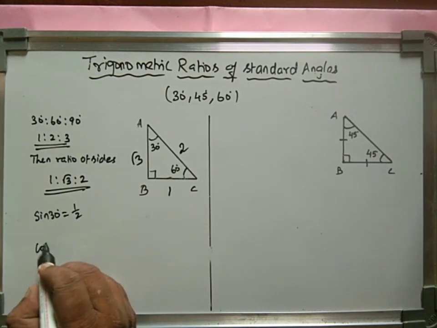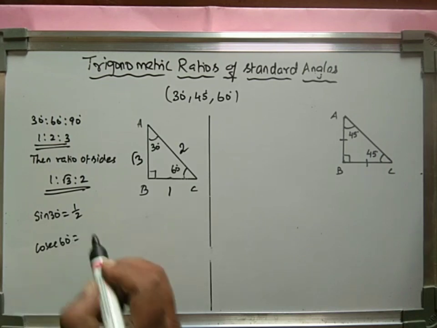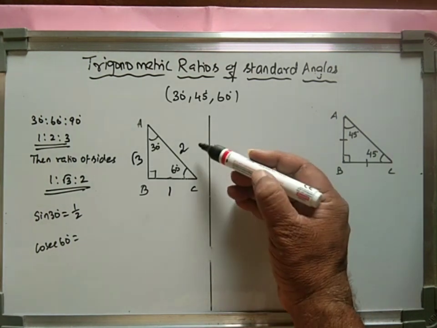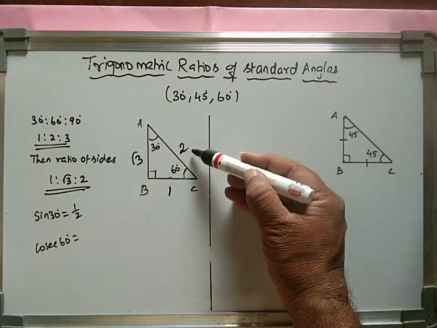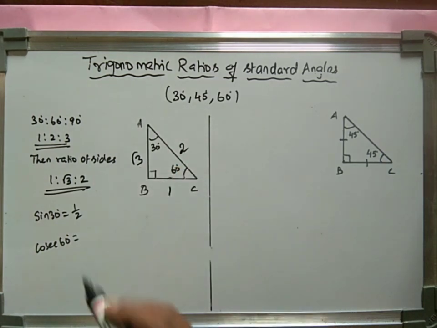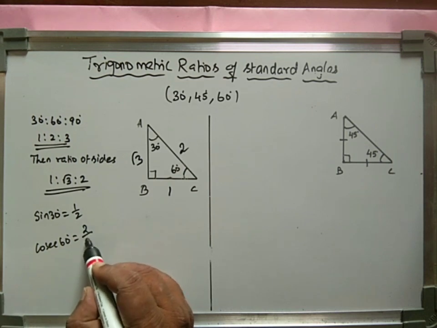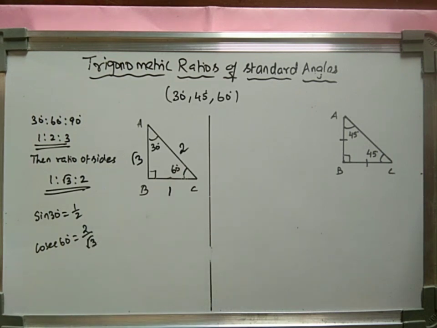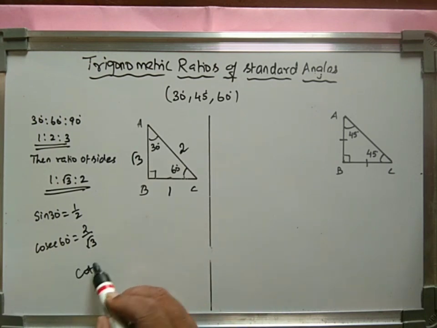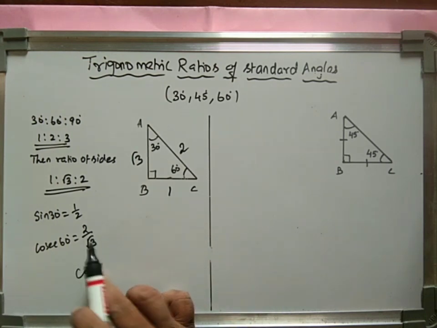Suppose you need cosecant 60 degree. Cosecant definition is hypotenuse by opposite side. Now here hypotenuse is 2 and the opposite side of 60 degree is root 3. Therefore, the value of cosecant 60 degree is 2 by root 3. Now we want to find cot 60 degree.